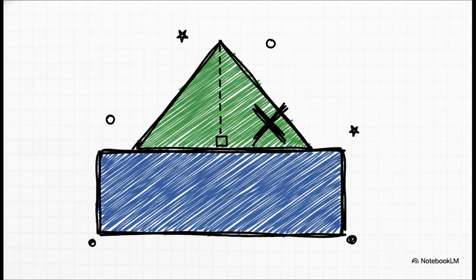So let's compute. For the rectangle, 12 times 5 is 60. For the triangle, 1/2 times 12 times 8 is 48. Add that 60 and 48 together, and we land at a total of 108 square inches.